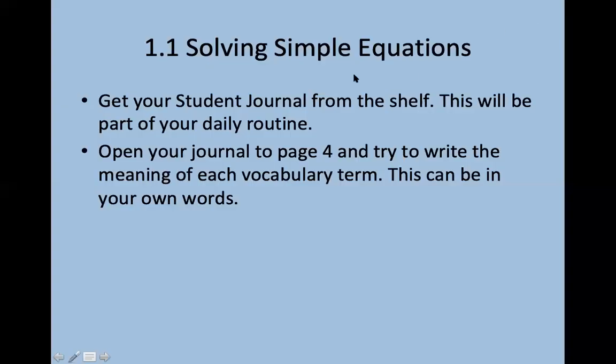So the first thing, and here it says from the shelf, but you're at home, hopefully you have your journal at home. Go ahead and open your journal to page 4, and it asks you to write the meaning of each vocabulary term on page 4, and this can be in your own words. So go ahead and pause the video, write down those vocabulary definitions, and then we'll restart the video.